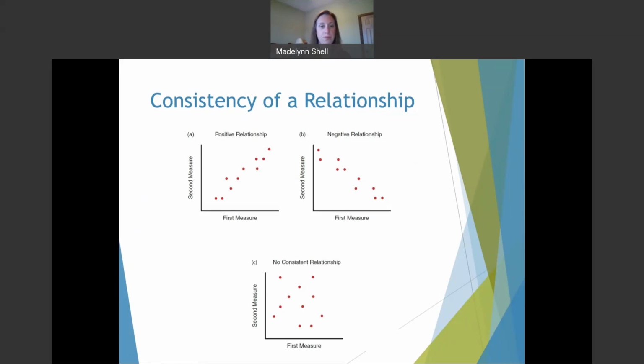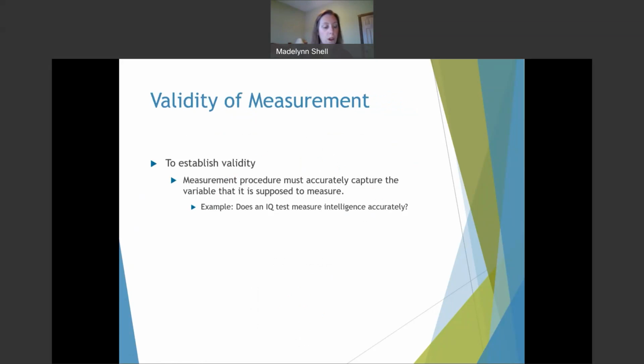Okay, so one of the big things we need to establish is the validity of a measurement, and validity is really a measure of truthfulness. Is it accurately capturing the variable it's supposed to measure? So we mentioned IQ tests last class, but the question is, does an IQ test measure intelligence accurately? It measures something, but is it actually measuring intelligence?